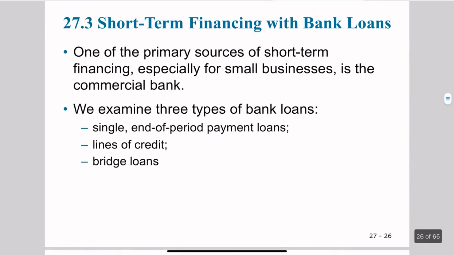Okay, now let's talk about different forms of short-term financing. So the first one is short-term financing with bank loans. Bank loans are a very important source for short-term financing. And this is especially true for small businesses, because you can think that the major forms of financing for a business is basically bank loans, corporate bond, and equity financing. And if you're a small business, then generally the only source will be bank loans.